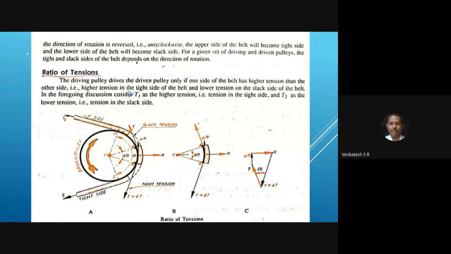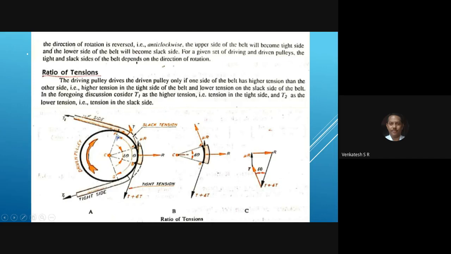Next line, write on. Let uppercase letter T1 be the higher tension on the tight side. Next line, write down T2, the lower tension on the slack side.